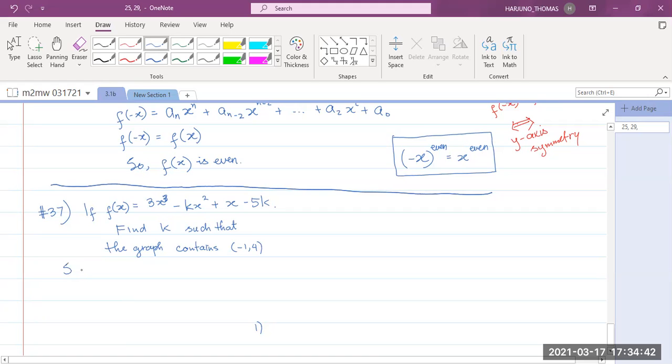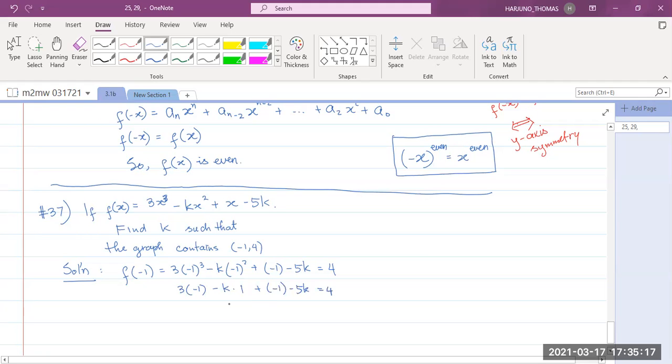negative 1, 4 is on the graph, right? In other words, if I replace x by negative 1, it should equal 4. That's what it means. Okay, so 3 times negative 1 minus k times 1 plus negative 1 minus 5k equals 4. Let's compute that.